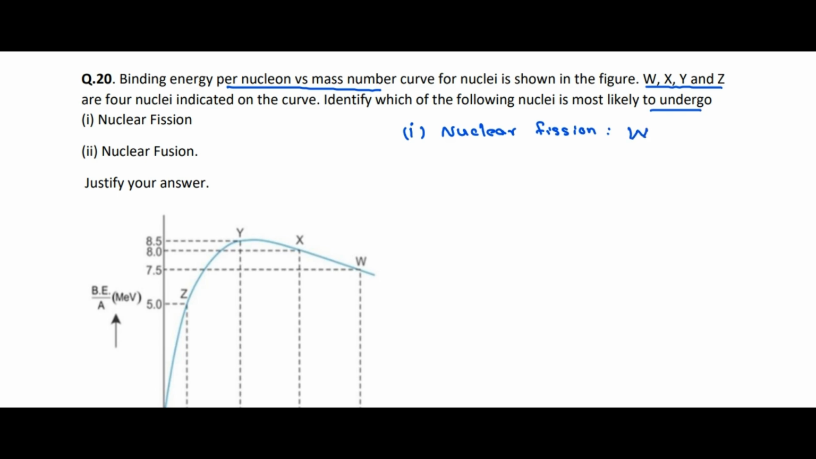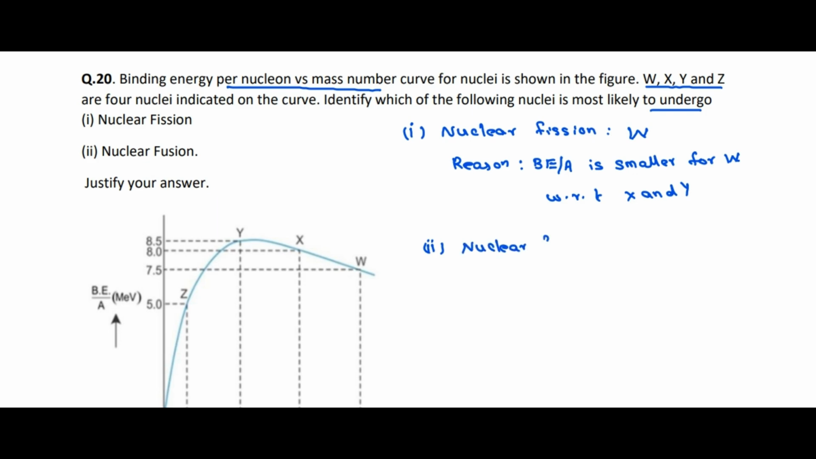The justification or reason we can write: binding energy per nucleon is smaller for W with respect to X and Y. Second one, the nuclear fusion. They should be lighter.